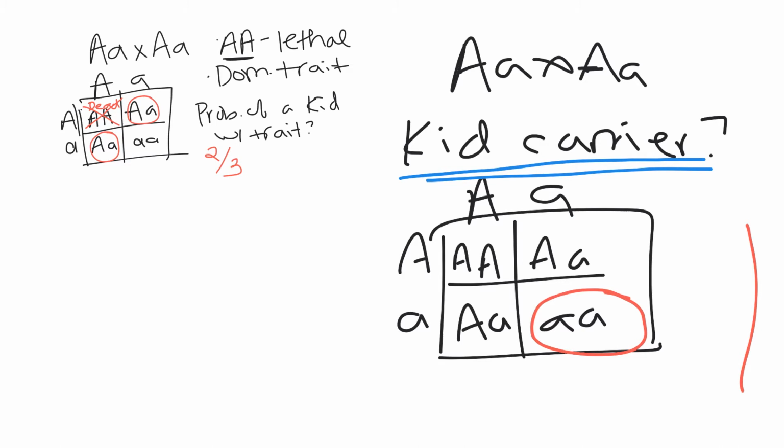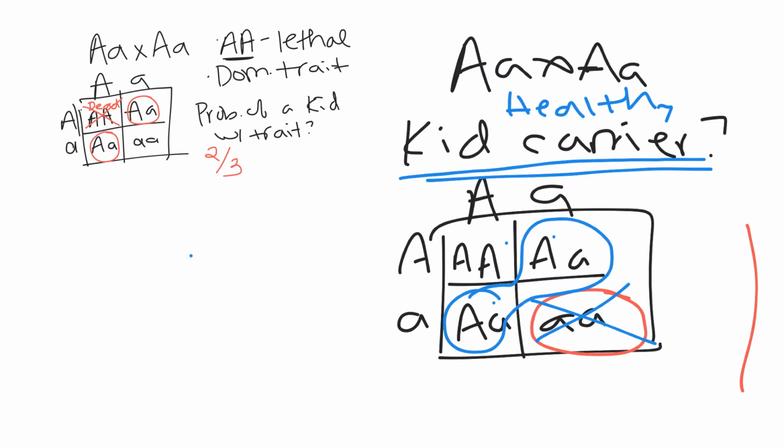So then you have to take into account the kid is healthy already, which means it can't be this genotype, which means you're only left with these 3. So the probability of the kid being a carrier is these 2. And so that, again, is a 2 out of 3 probability that the healthy child that you have already is a carrier.